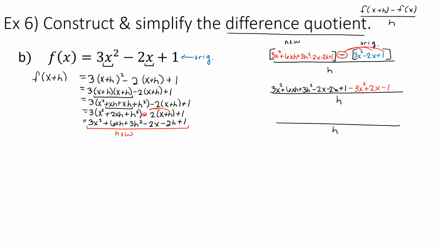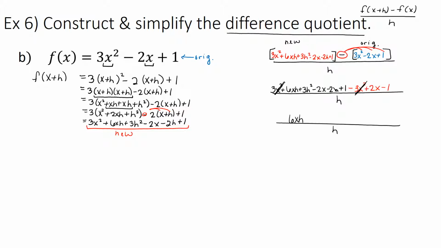The first one I see is 3x squared. Do I have any more x squareds? It turns out I do. 3x squared minus 3x squared, those cancel. They undo each other. They're gone. Poof, disappeared. Next I have a 6xh. Do I have any more xh terms? And it turns out I don't, so I keep 6xh.